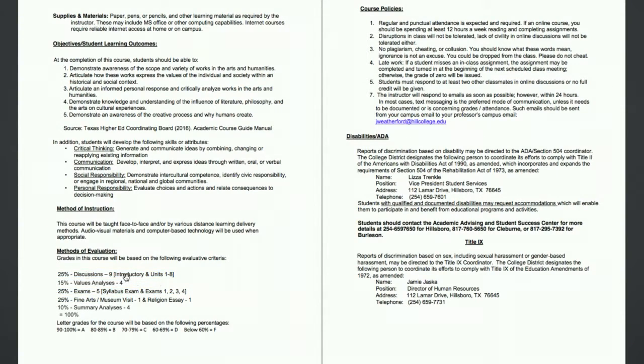So here you see a breakdown of how the course is graded. We've got discussions, values analysis, exams, fine arts, museum visit, and you're going to do a religious values essay. And I'm going to go through all these in a second, so if I'm rushing through, it's just because I'm about to get to the good stuff. And then the summary analysis, which is a little bit different than the cultural or the values analysis.